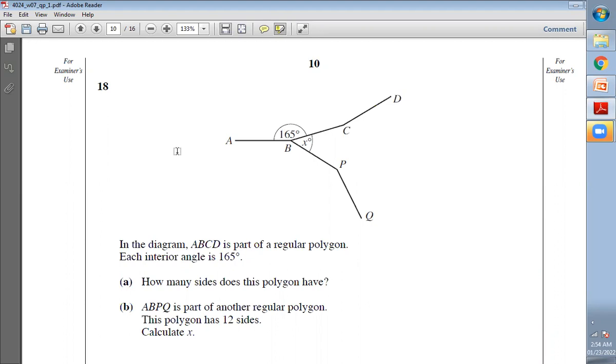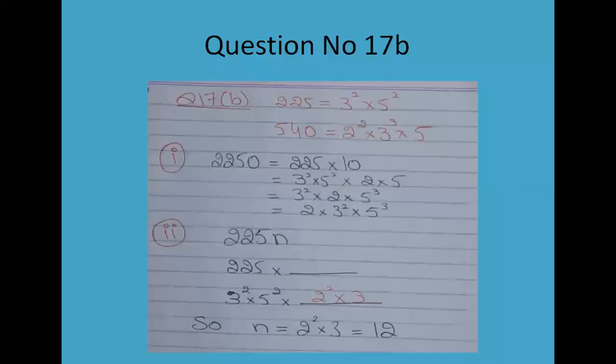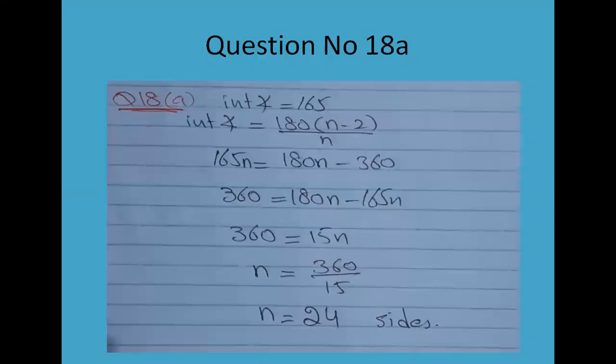If it's a regular polygon, then I can very easily find its number of sides, because the internal angle is given. You see here, the internal angle is 165, and for a regular polygon all its sides are equal, all its internal angles are equal. So the internal angle formula is 180(n minus 2) divided by n. So the internal angle is 165, so 165 n is equal to, I will open this bracket, 180 n minus 360.